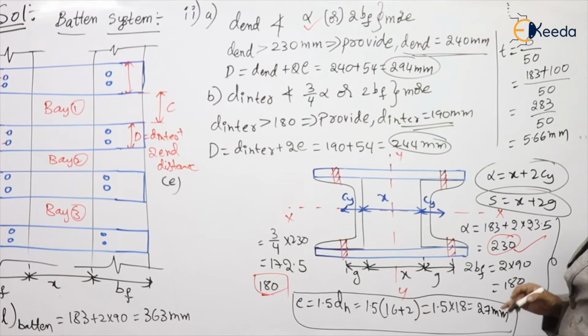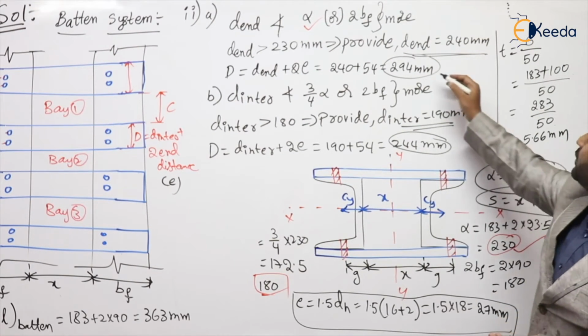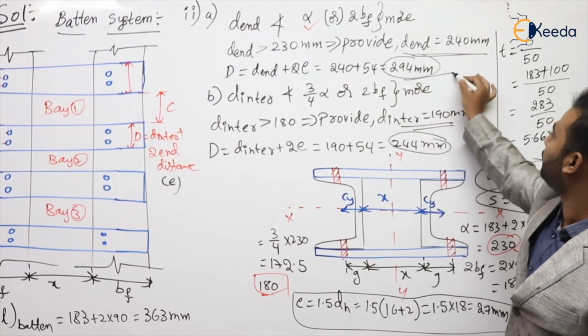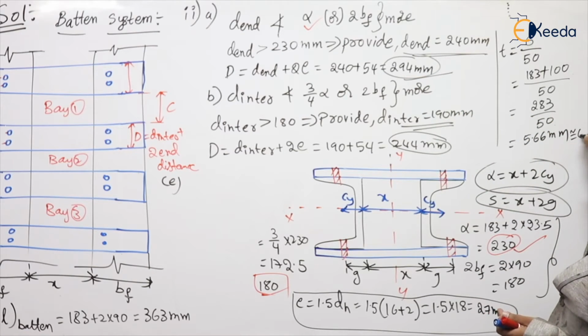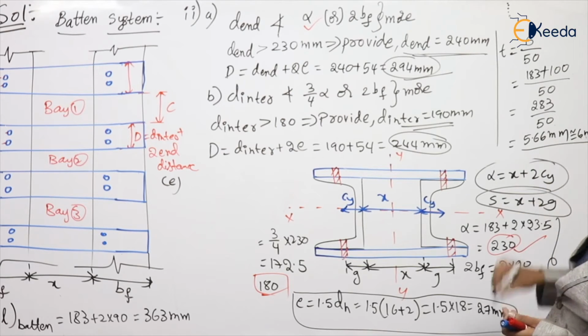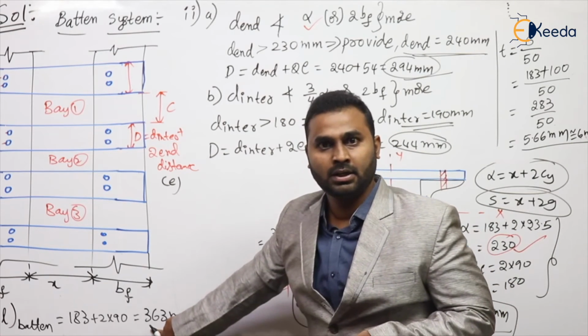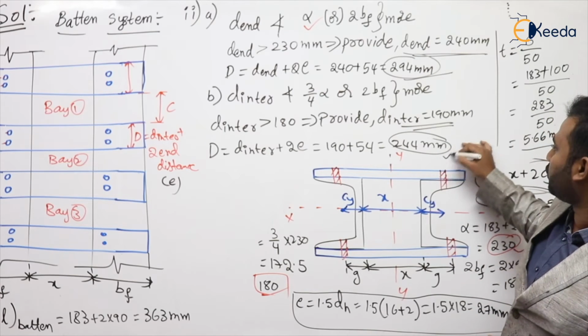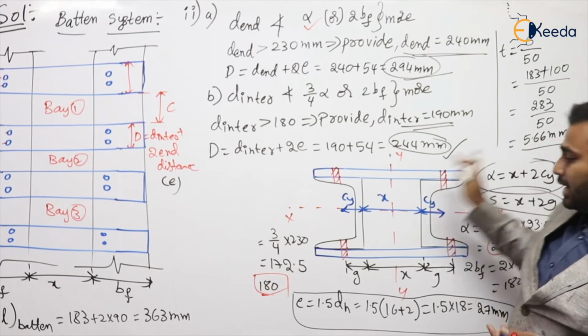Now what were the dimensions required? Width for end batten is 294 and thickness, let us take it as 6 mm, and length is 363. For intermediate batten, width is 244, and the thickness and length are the same.